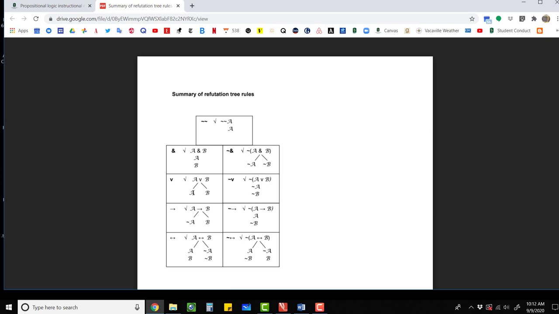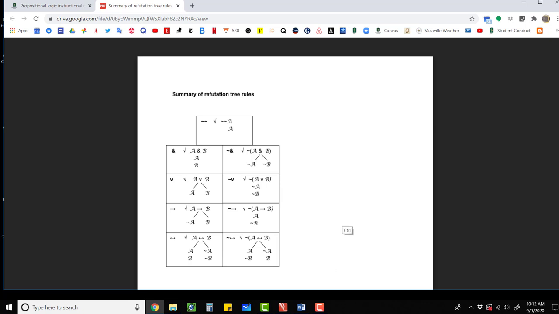So on the right-hand column, you have rules involving the negation of the corresponding non-negated formulas on the left. So it's not the case that A and B decomposes to not A or not B. It's not the case that A or B decomposes to not A and not B. It's not the case that if A then B decomposes to A and not B. And it's not the case that A if and only if B decomposes to A and not B, or not A and B. Okay? So these are things you have to memorize.